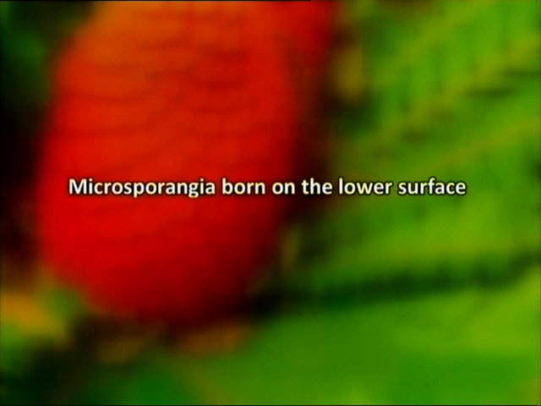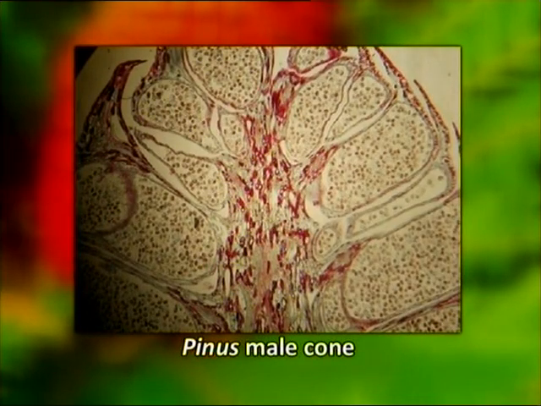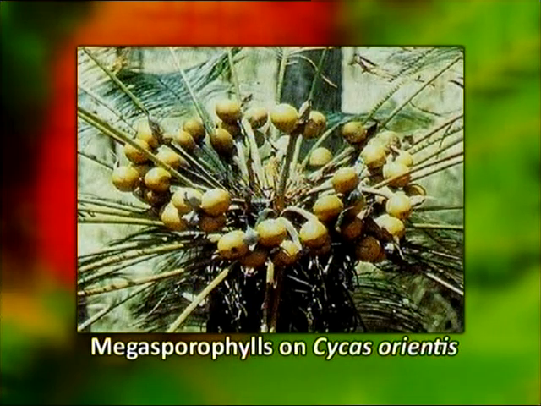Microsporangia are borne on the lower surface of microsporophylls. They may be numerous and grouped into sori as in Cycas, or reduced to two as in Pinus. In Cycas, the male cones are the largest among the gymnosperms and arise singly at the top of the plant. Female cones are not formed, but megasporophylls are loosely arranged around the stem apex.